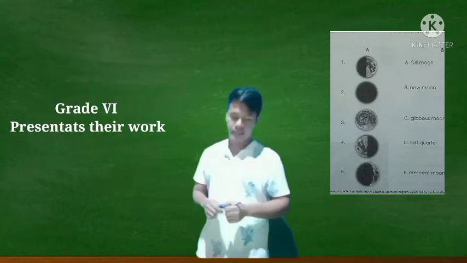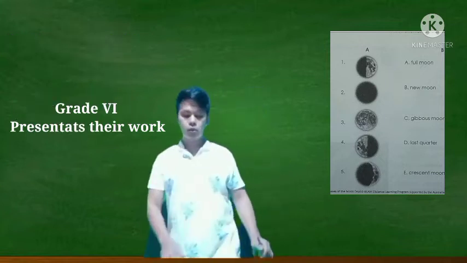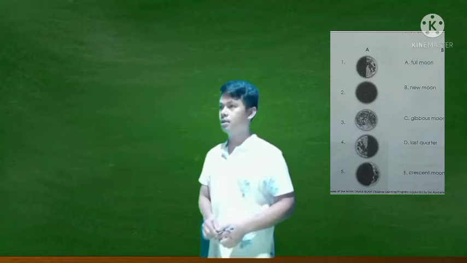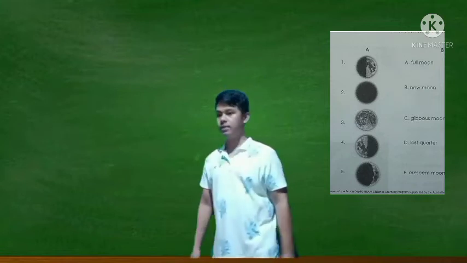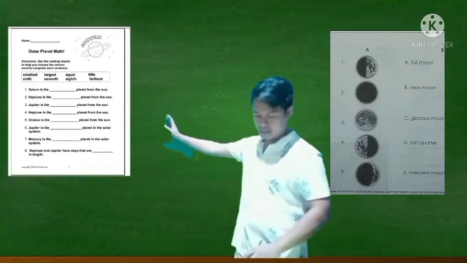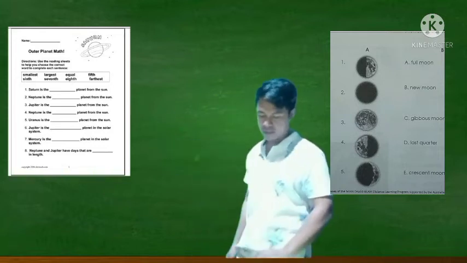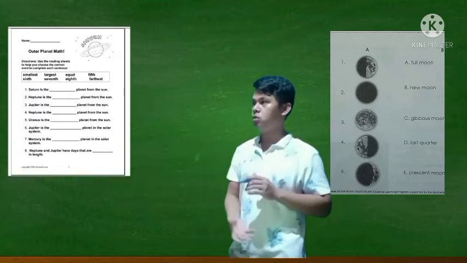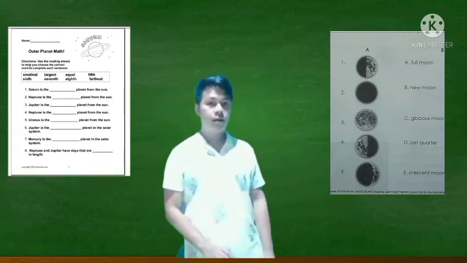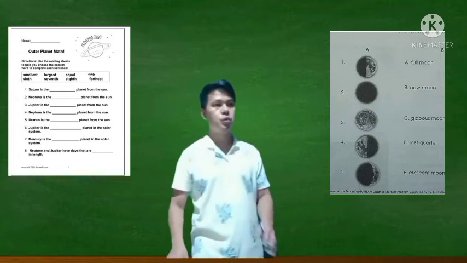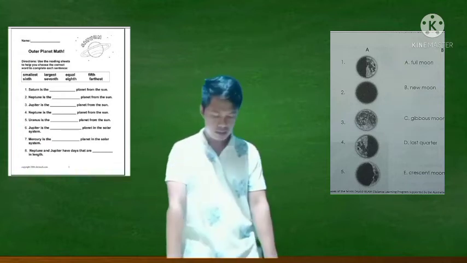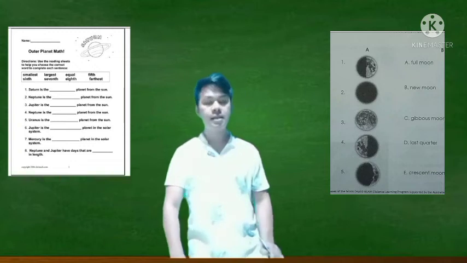Alright, thank you, grade 6. So for now, I want you to answer your set work number 2, and this is called Outer Planet Math. So use the reading sheet to help you choose the correct word to complete the sentence provided. Alright, class, you have 3 minutes to complete both of your set works number 2. Alright, class, time is up. You may now pass your papers.